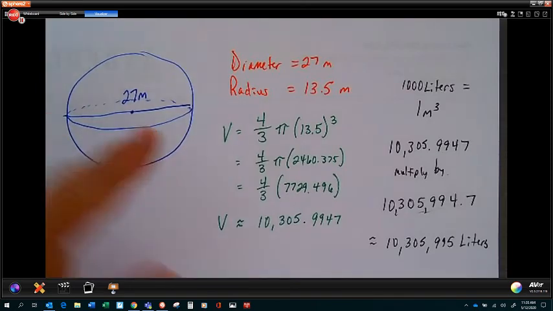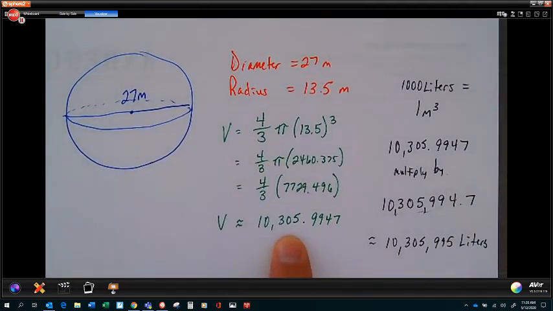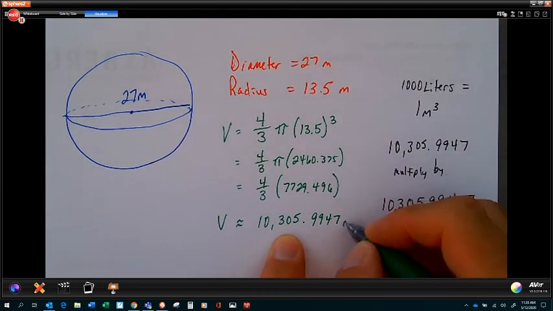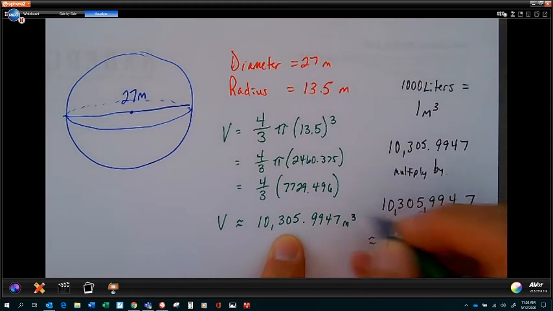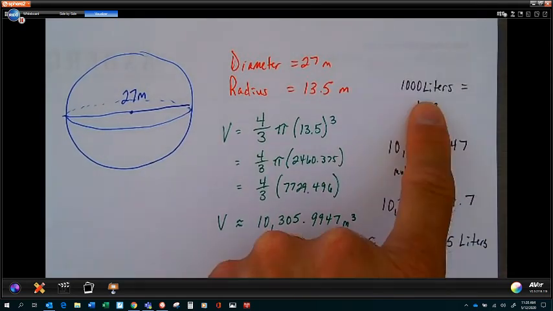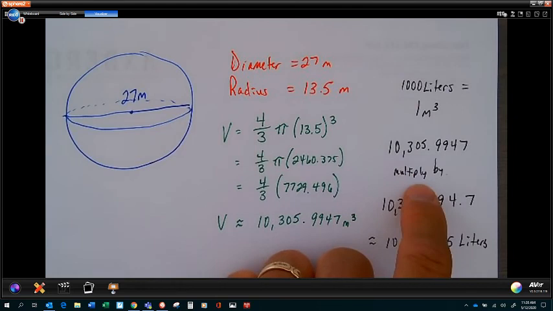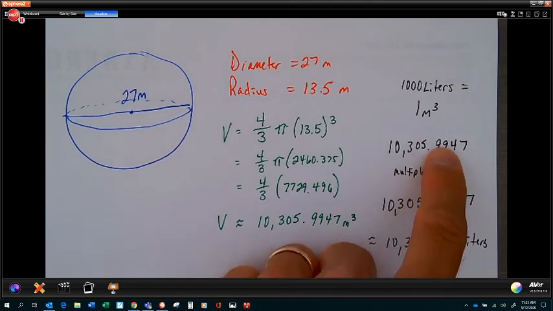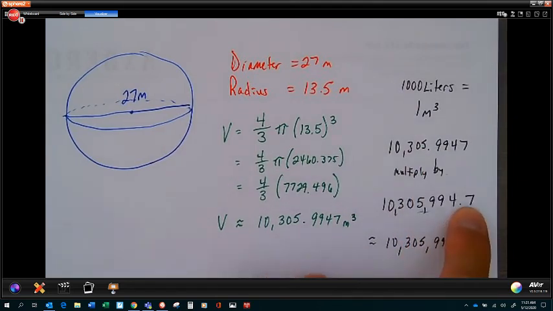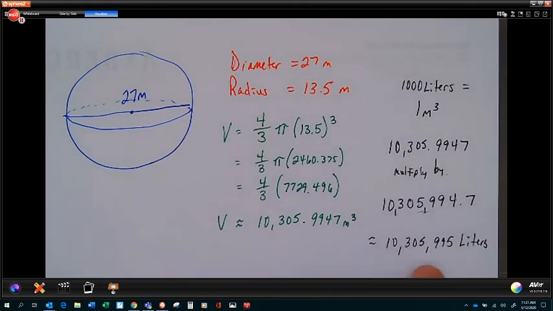Okay, and there you have it. Figure out the radius first, which is half the diameter, plug it into the formula, and get the volume in cubic meters. Then 1,000 liters is 1 cubic meter. So we basically just take this number and multiply it by 1,000, which means we move the decimal 1, 2, 3 places to the right. Then we round it to the nearest liter.